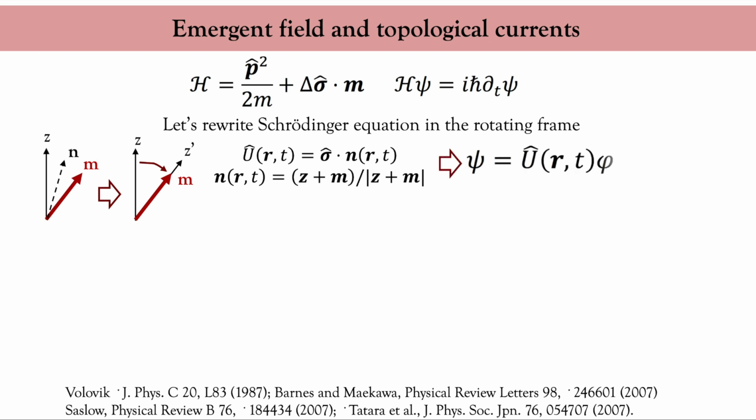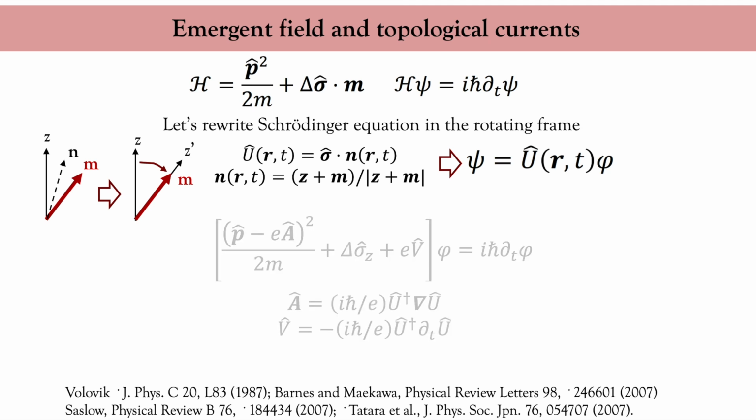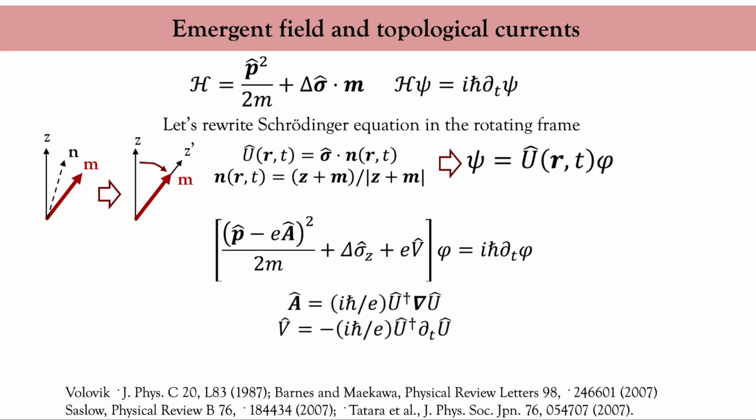I can write the wave function psi in the global frame as a function of the wave function phi in the local frame. After some algebra, I obtain the Schrödinger equation in the local frame. I really encourage you to do this calculation. It's not very difficult and you really see where the different terms are coming from.